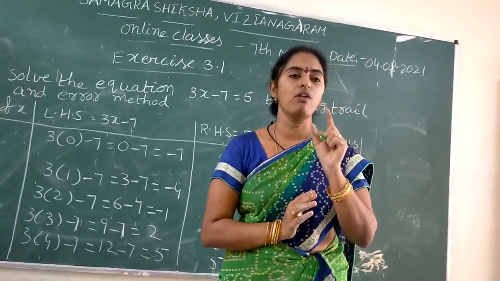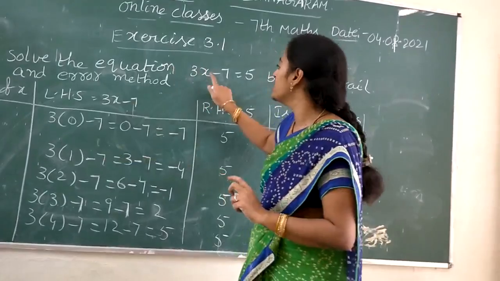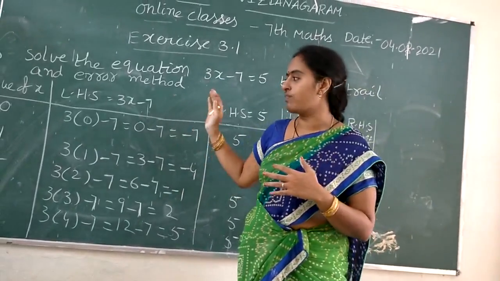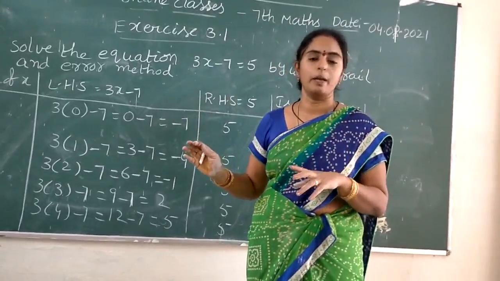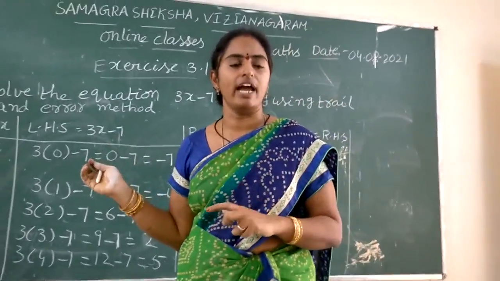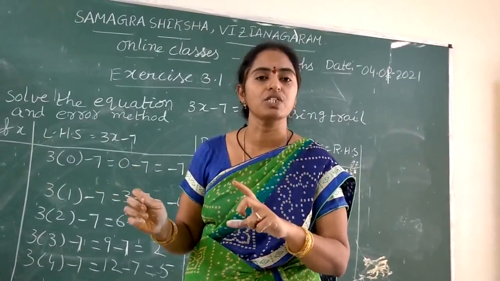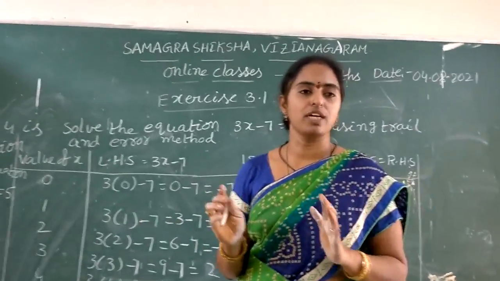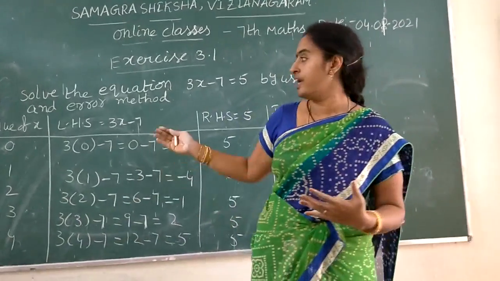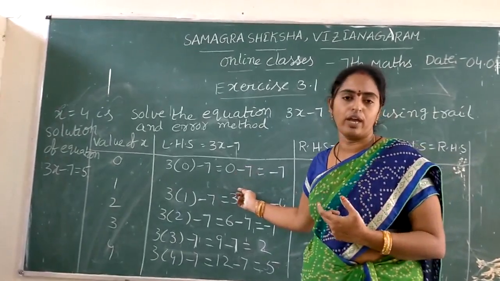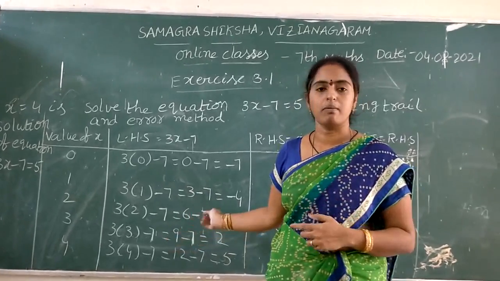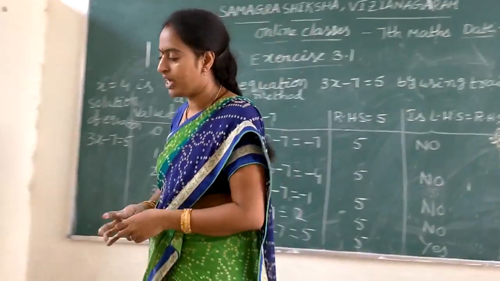Understand, students? The variable value which makes an equation true is the solution or root of the given equation. We find the solution of an equation by using the trial and error method. And we also learned how to check whether a value is a solution of an equation by substituting that variable value. These are all the topics we discussed in this class. We have done some more problems in exercise 3.1. You have to do some problems as an assignment in your notebook.